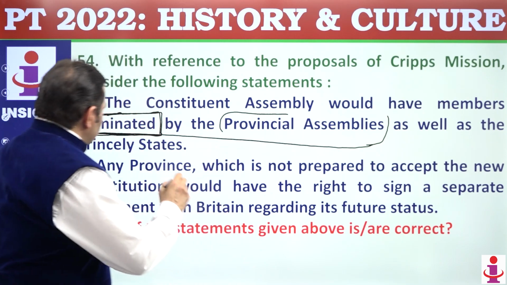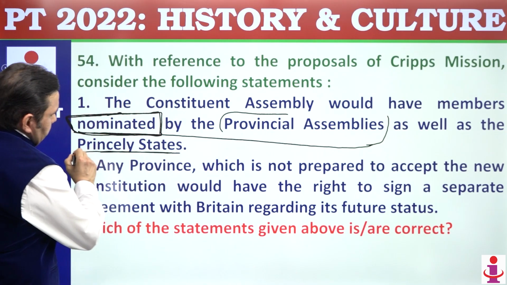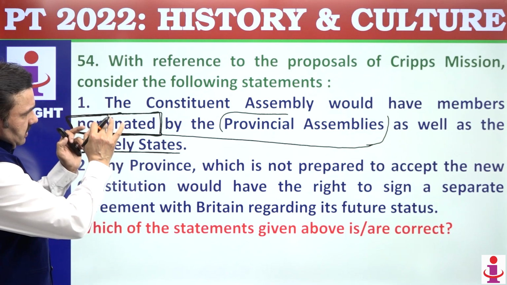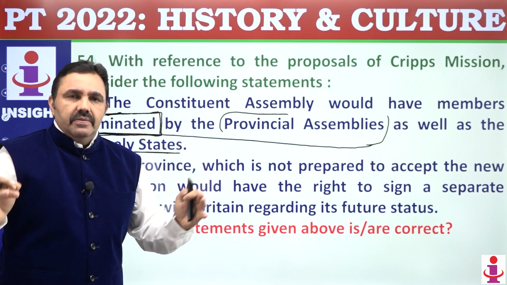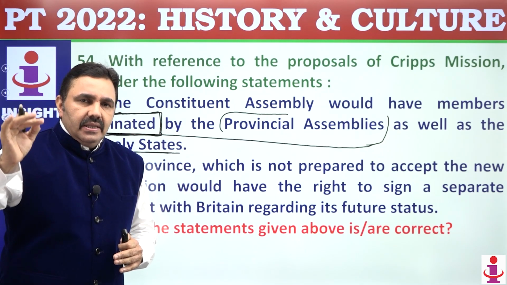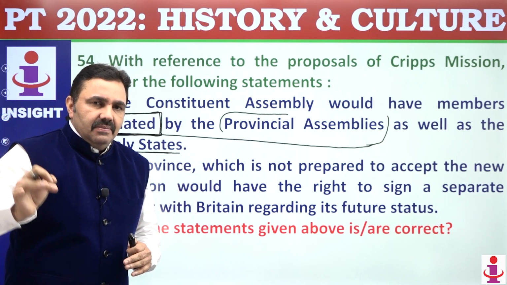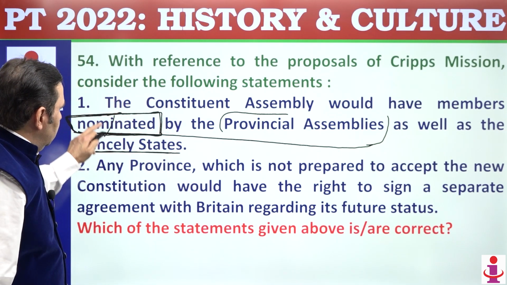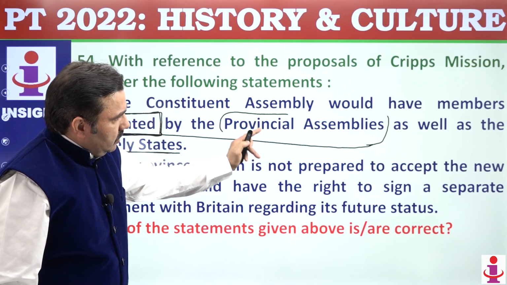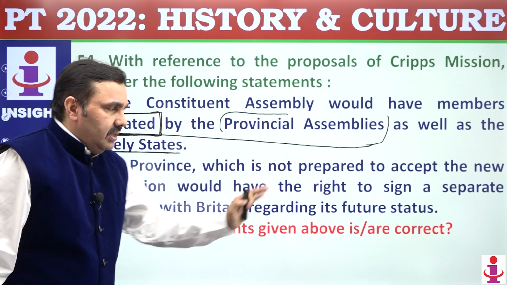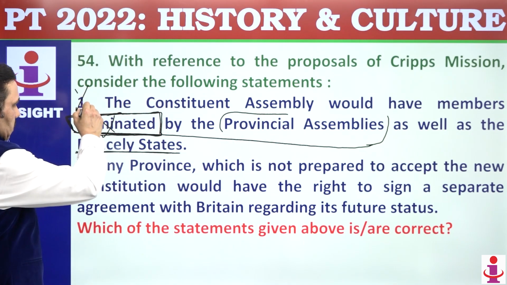The princely states would nominate. The representatives of princely states were to be nominated. The representatives of British Indian provinces were to be elected by the members of provincial assemblies. So this nomination issue is a problem here. The members of provinces were not nominated, they were elected. So the first statement here is wrong.